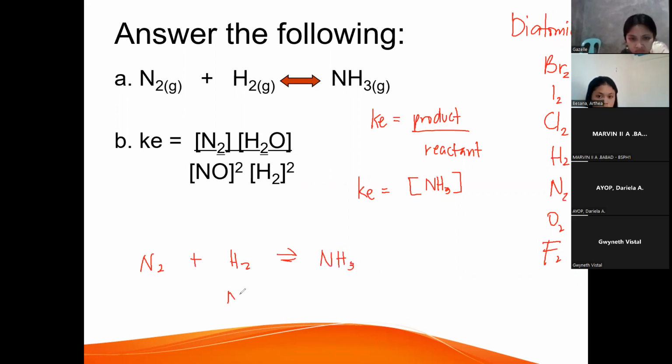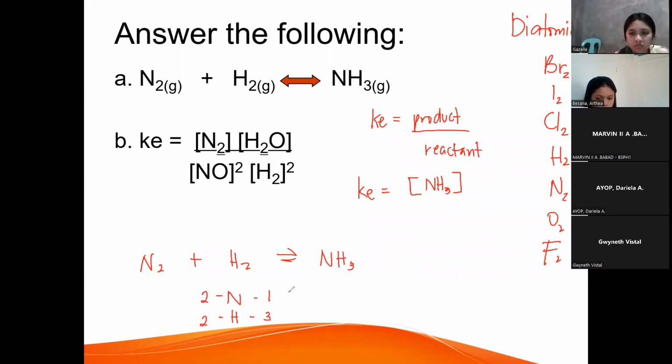How do you balance a chemical equation? Check mo ha, both products and reactant na side. This is the reactant side here. We have 2 nitrogen, we have 2 hydrogen. On the other side, we only have 1 nitrogen and we have 3 hydrogen. Is that balanced? No.